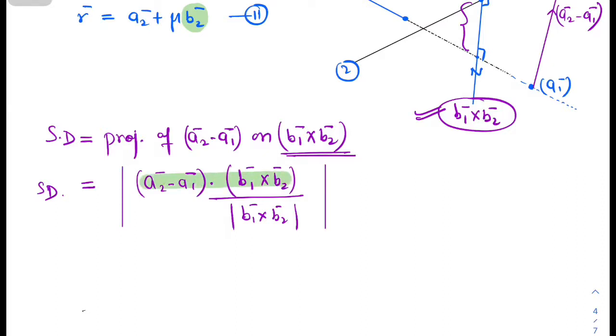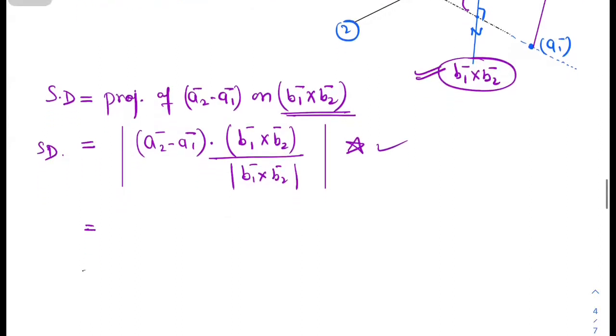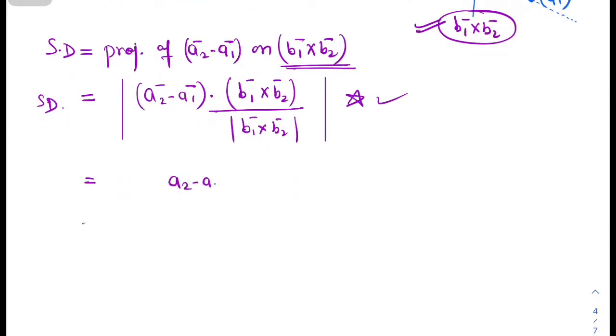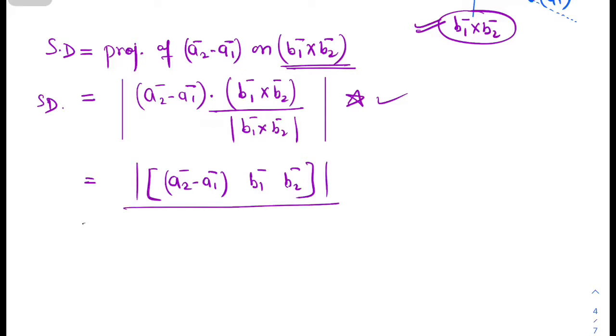that the numerator is written in the form of a scalar triple product. You can memorize this formula, or you can memorize it like this also: a2 minus a1, b1 and b2, basically the box product of these three vectors, and the magnitude, that is the absolute value, divided by the magnitude of b1 cross b2. So this is the formula for shortest distance between two lines.